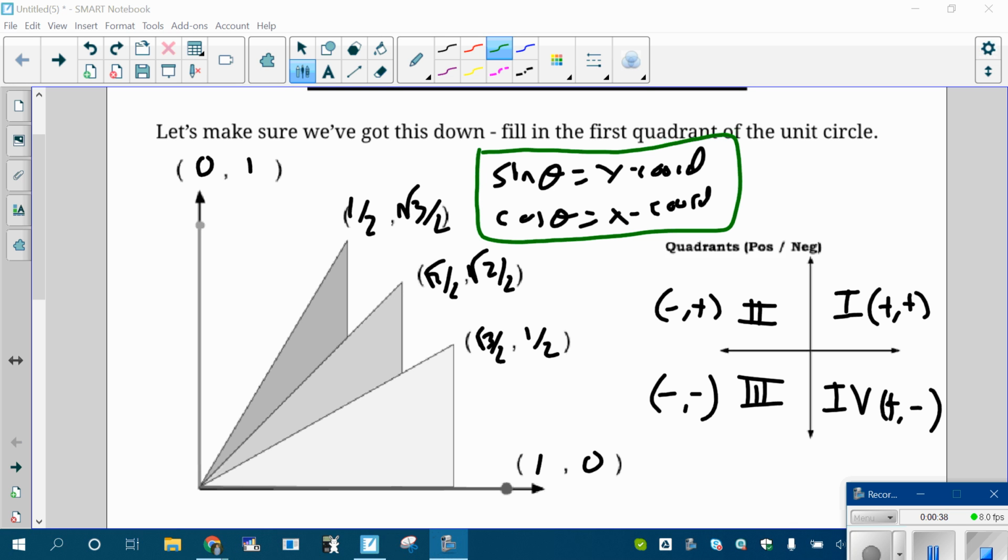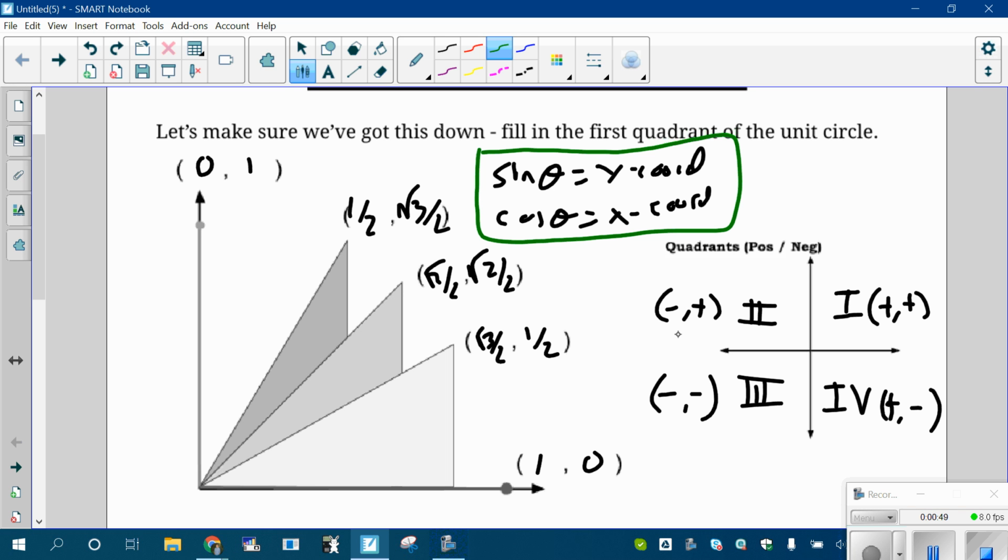Remember, we got quadrants 1, 2, 3, and 4. Sine is your y coordinate, cosine is your x coordinate. So if you look somewhere like quadrant 2, your cosine, which is your x coordinate, is negative. Your sine, which is your y coordinate, is positive. Tangent is y over x, so it would be a positive over a negative, so your tangent would be negative.